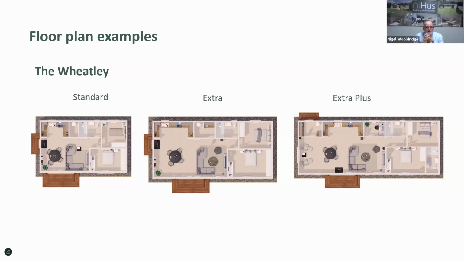Again, the standard Wheatley is 10 meters by 6 meters. When we go to the extra, that's 13.5 meters by 6.5 meters. And then the extra plus is 17 meters by 6.5 meters. At the extra plus, you are looking at what you would normally think of as a dormer bungalow. That's nearly 100 square meters on the floor.